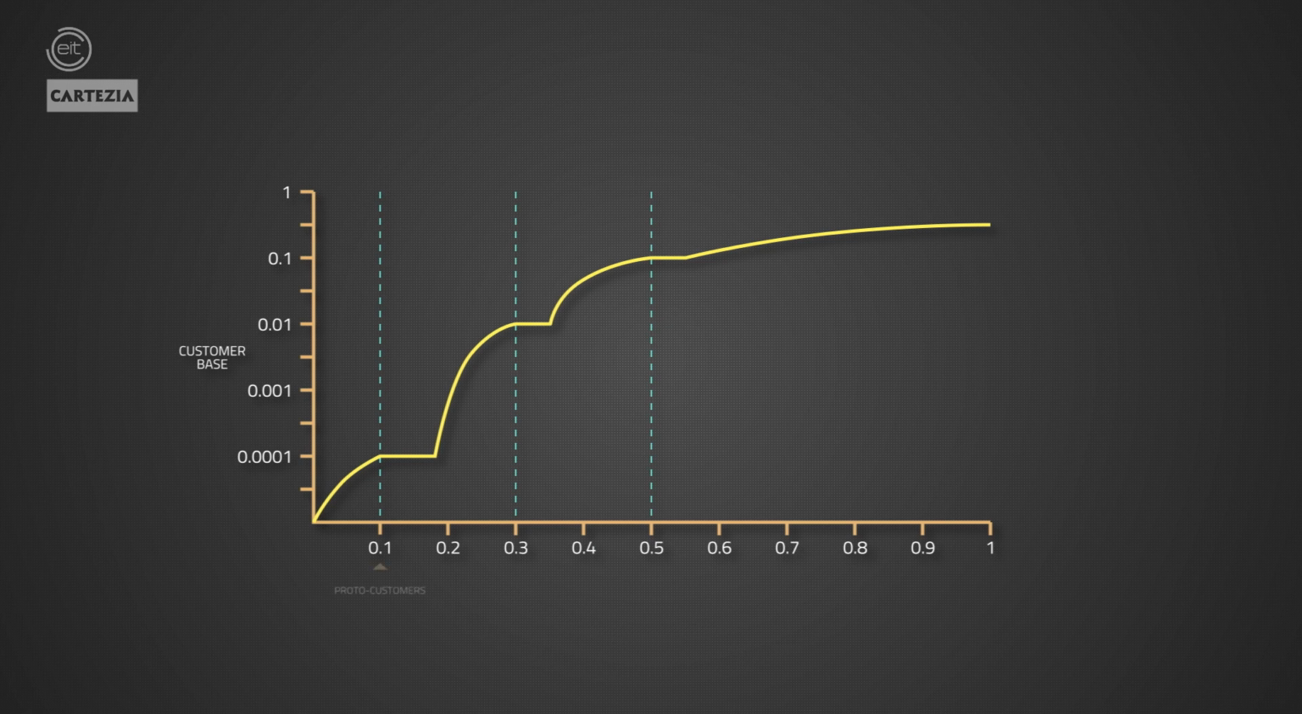At chasm one, we have prototype customers. At chasm two, we have charter customers. And at chasm three, we have the mainstream customers. We will be looking at these different types of customers in more detail throughout the course.